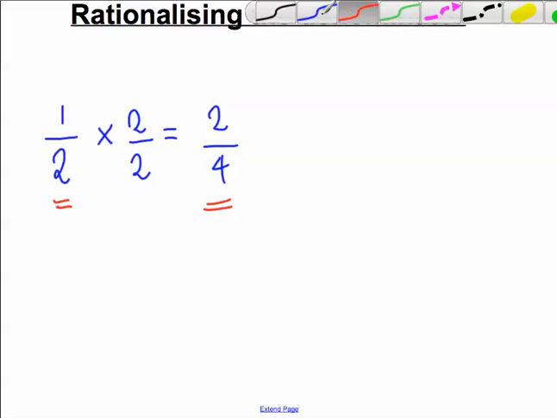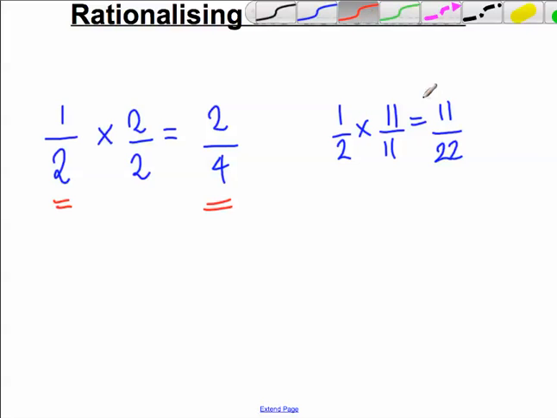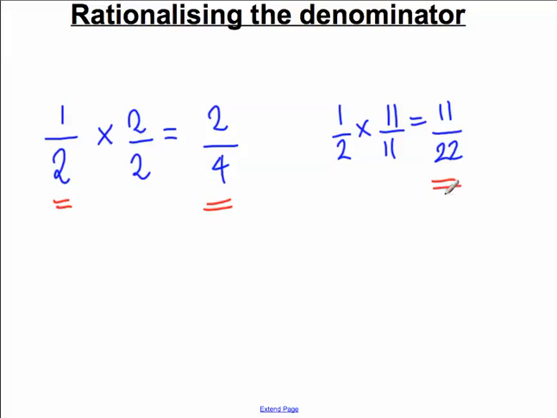Similarly, we could pick any number. For example, with a half, we could multiply the top and bottom by 11. 1 times 11 is 11, and 2 times 11 is 22. Again, what have we done here? We've generated a fraction, 11 over 22, that has the same value as a half, but has a different numerator and denominator, a different top and bottom.